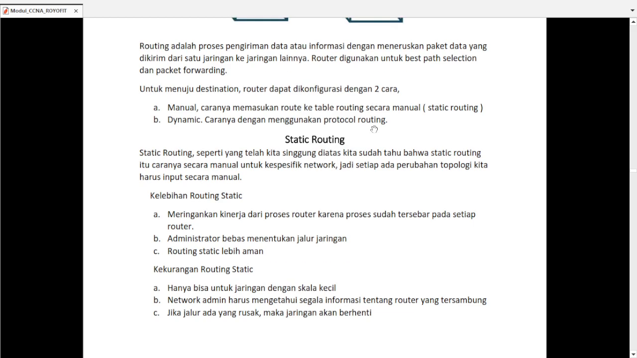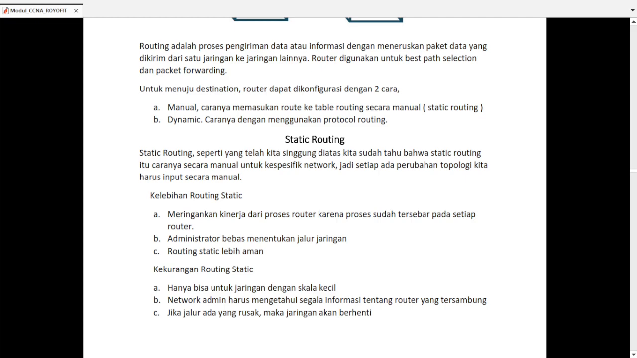Static routing, as we mentioned above, is how to do it manually to specific networks. So, every time there is a change in our topology, it must be entered manually. Static routing has advantages and disadvantages. First, we will discuss the advantages of static routing.